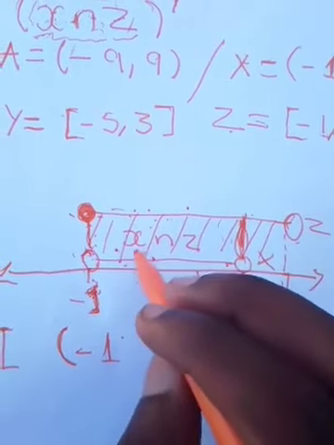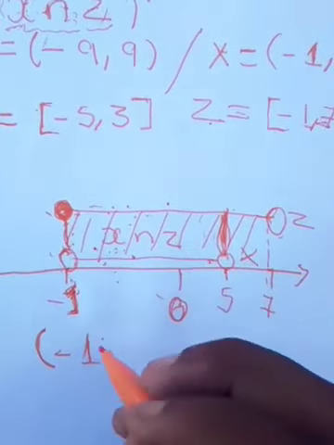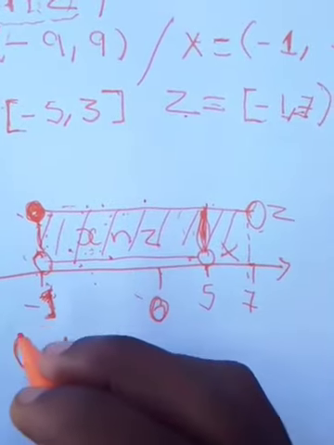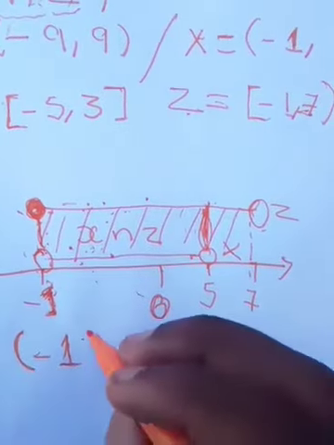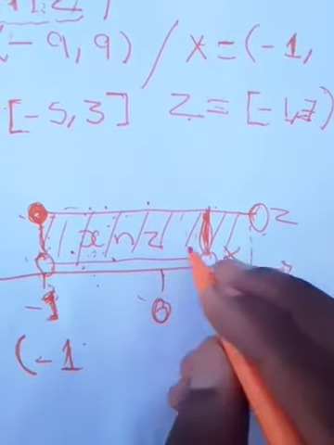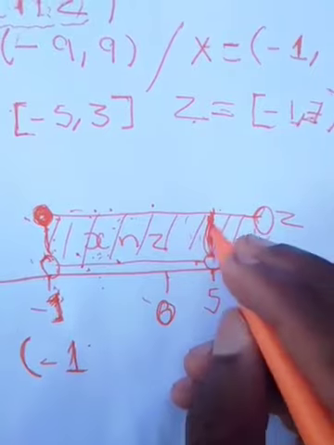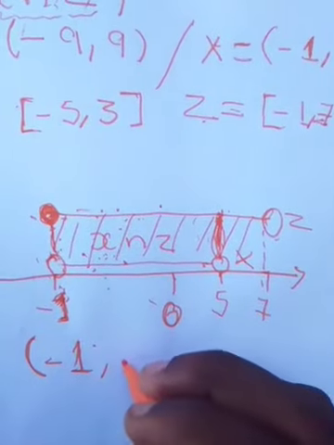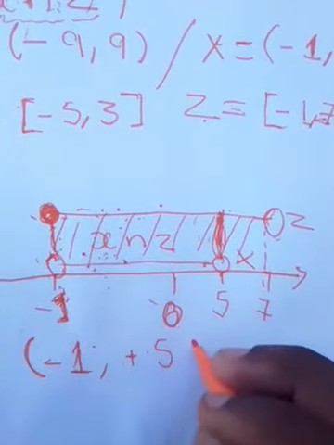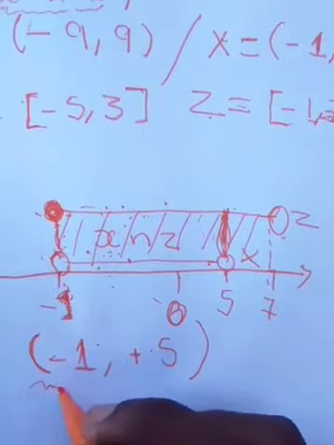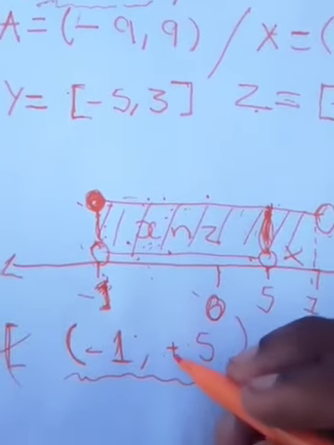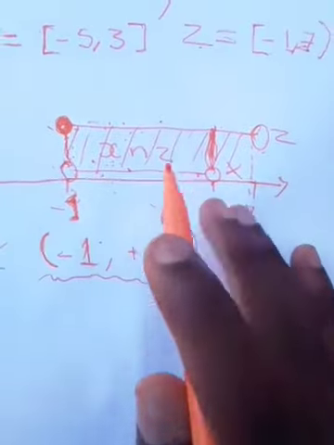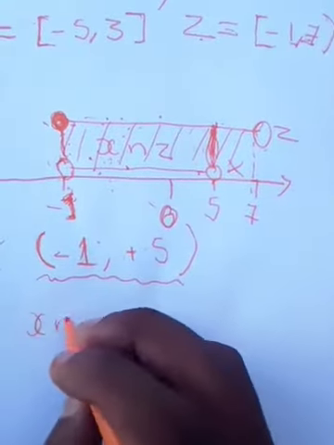Now we want the one that is in both. That's what it means when you say intersection. So you're going to say -1, not the bracket. So starting from -1 up to here, which is +5, right? +5 parenthesis. So you use the parenthesis. So now, right now, you found your x intersection z.